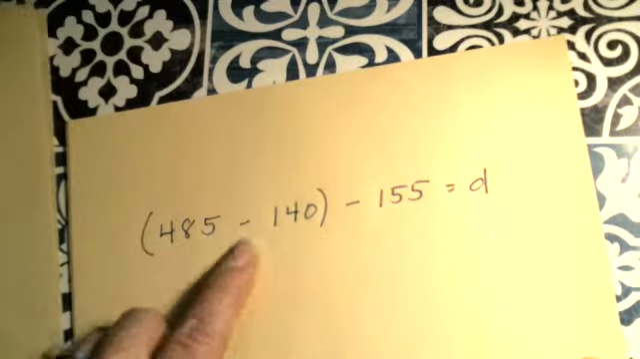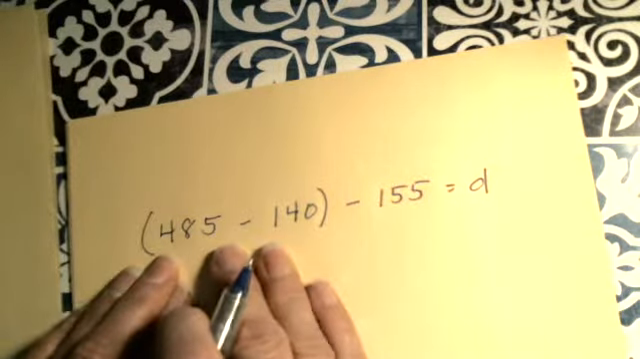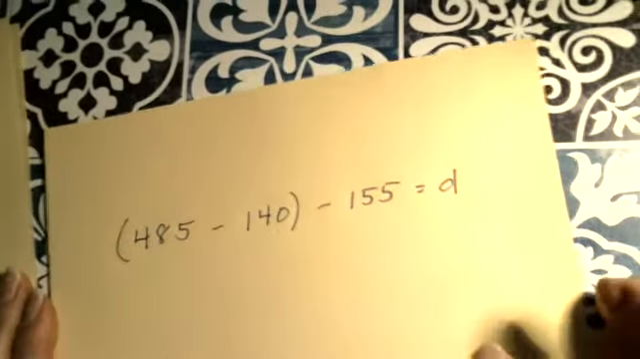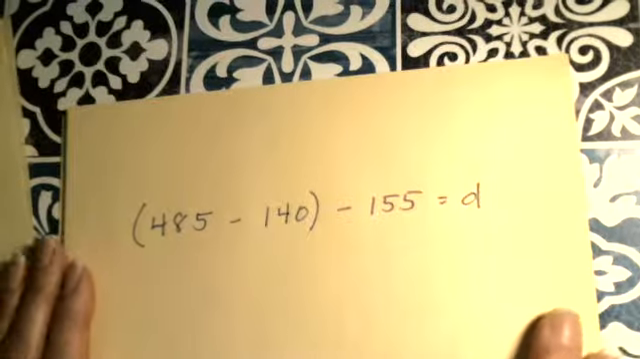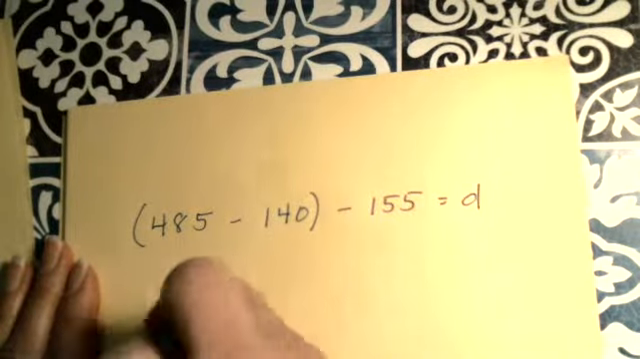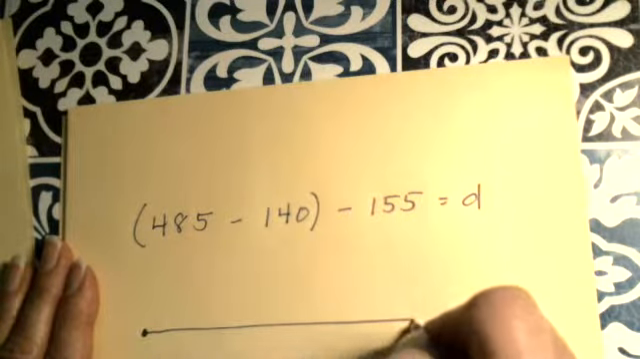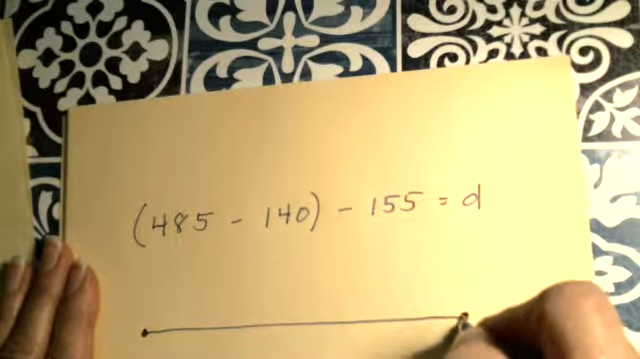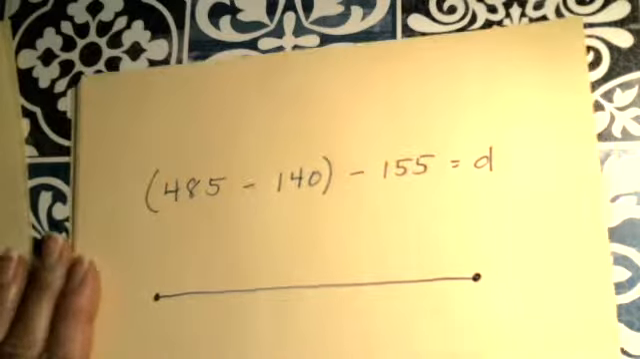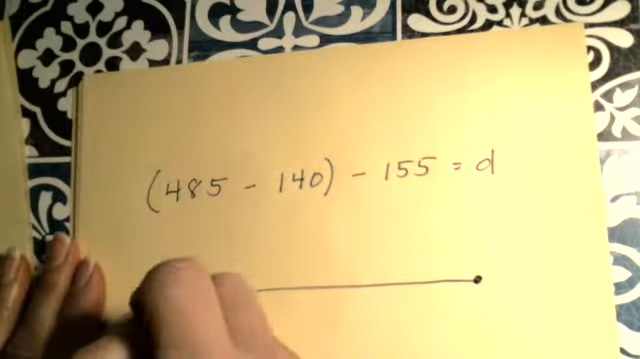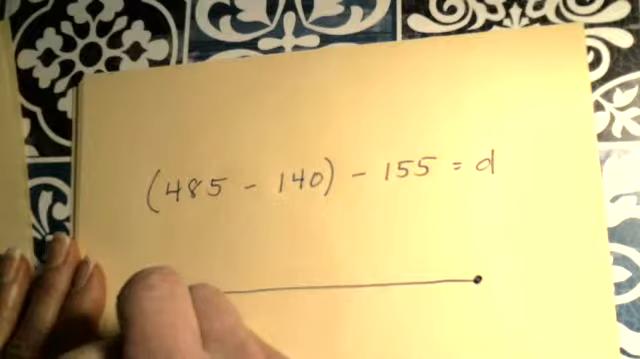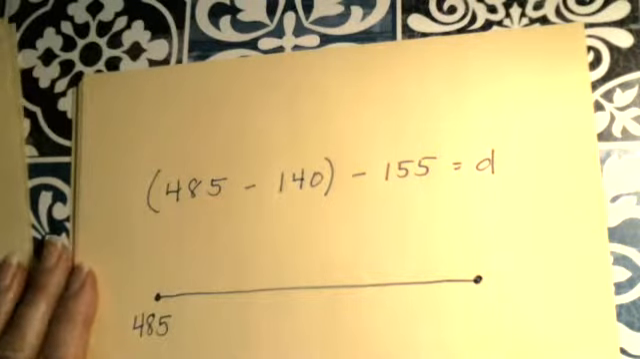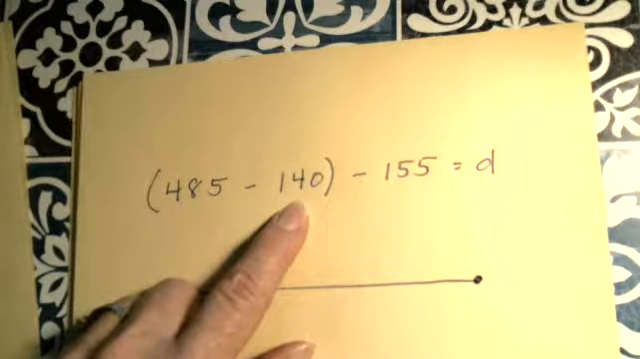Okay, and again, I do the parentheses to show that I'm going to do this part first. Okay? All right, so 485. This is the number line method. So I'm going to write my 485, and I'm going to take away 140.